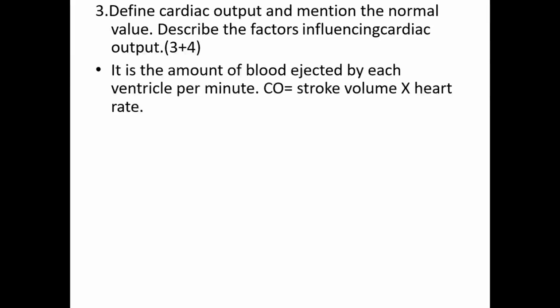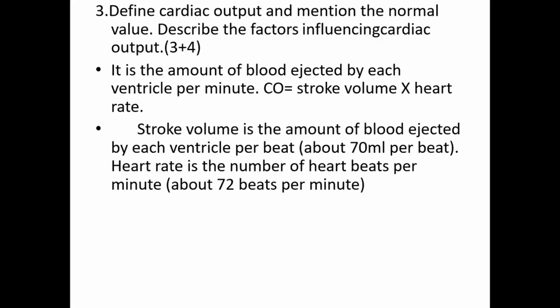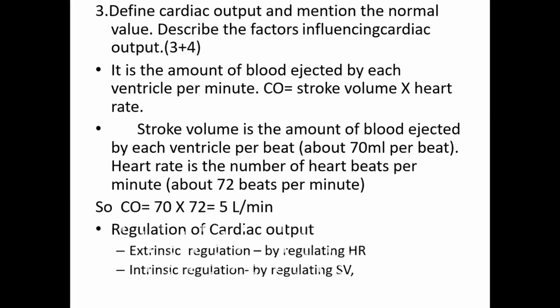Define cardiac output, mention the normal value, and describe the factors influencing cardiac output. Cardiac output is the amount of blood ejected by each ventricle per minute. So cardiac output is equal to stroke volume into heart rate. Stroke volume is the amount of blood ejected by each ventricle per beat. It is around 70 ml per beat. The heart rate is the number of heartbeats per minute, that is about 72 beats per minute. So cardiac output is 70 into 72, which is equal to 5 liters per minute.